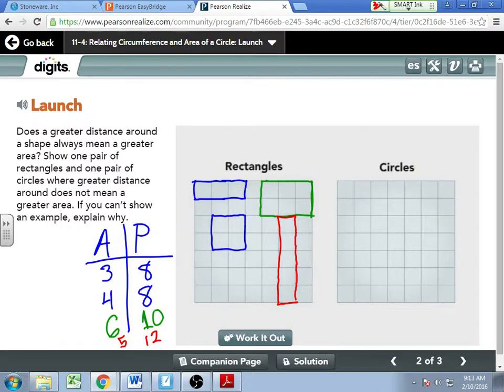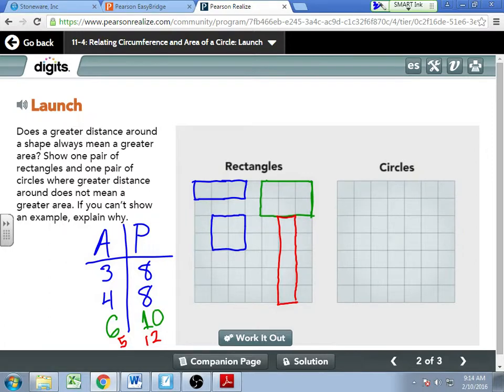So does a bigger perimeter always mean a bigger area when dealing with rectangles? No. My perimeter got bigger, yet my area got smaller. So that's the weird thing about rectangles. Because the shape is not always consistent, I might be a skinny rectangle, I might be a fat rectangle. That perimeter versus area, there's no direct relationship. My perimeter can get bigger and my area can get smaller.